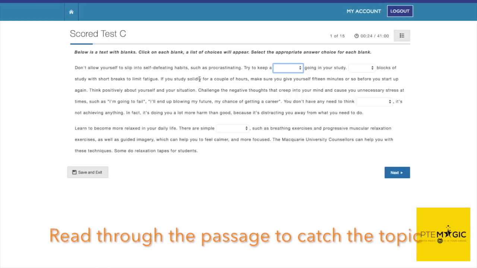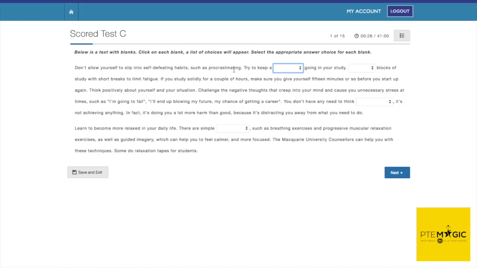Don't allow yourself to slip into self-defeating habits such as procrastinating. Procrastinating means getting distracted, delaying things for later instead of doing something that you need to do. So in this case, study. It says try to keep something going in your study. So let's have a look at the options: energy, rational, objective, progression, and momentum.